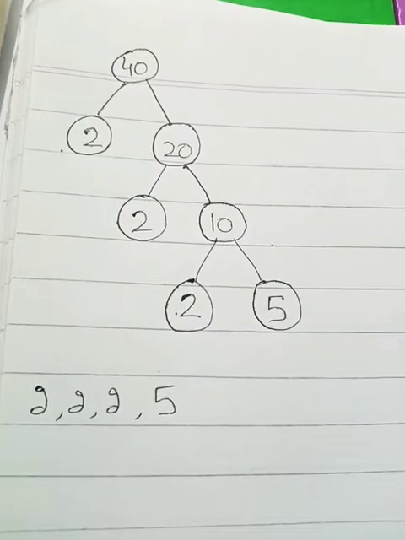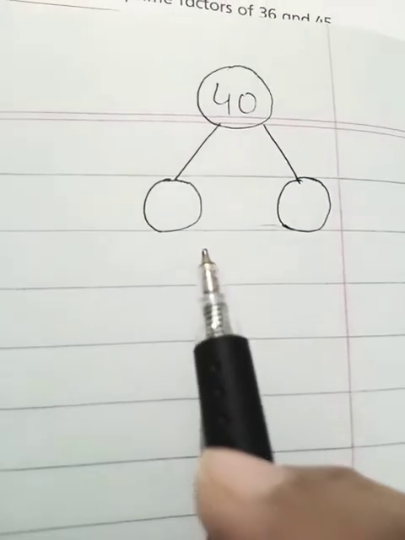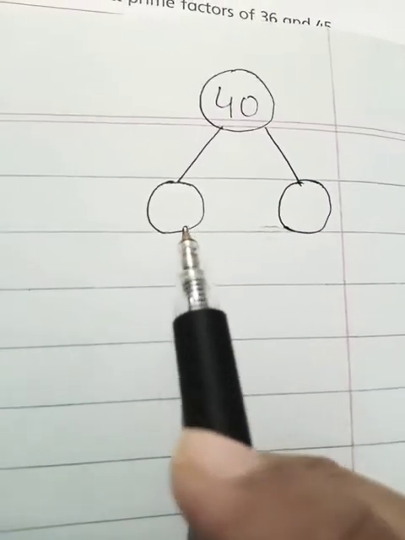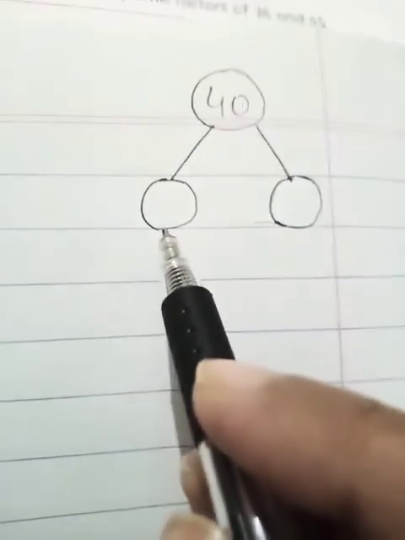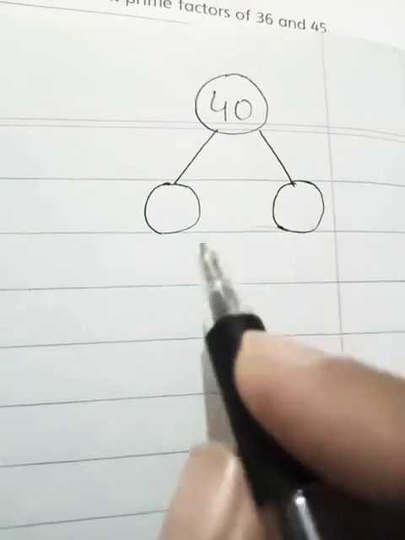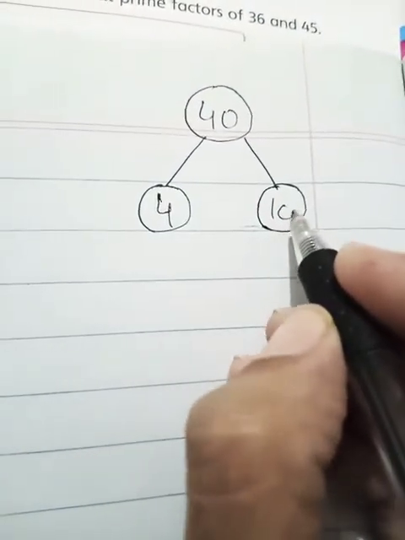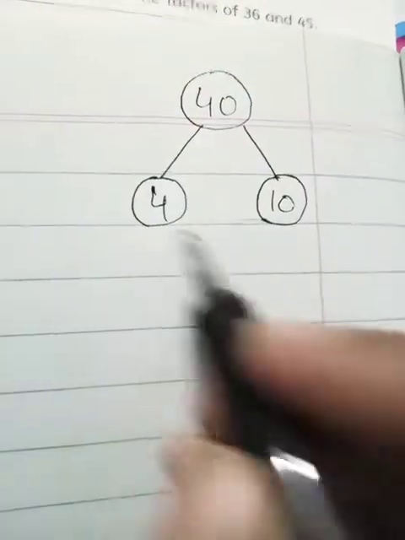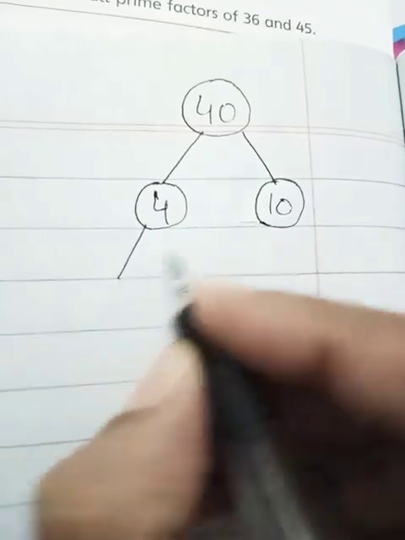Okay, now let's try another factor tree of 40. This time we start with another number other than 2. So can it be divided by 3? No. Can it be divided by 4? Yes. So we will start with 4. 4 1s are 4, 4 0s are 0, 4 10s are 40. Now both of these are composite numbers. So we will further divide these numbers.